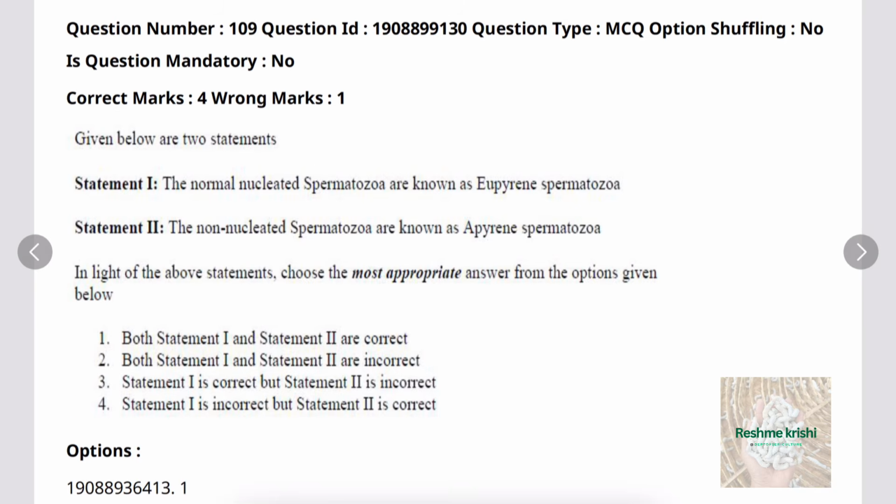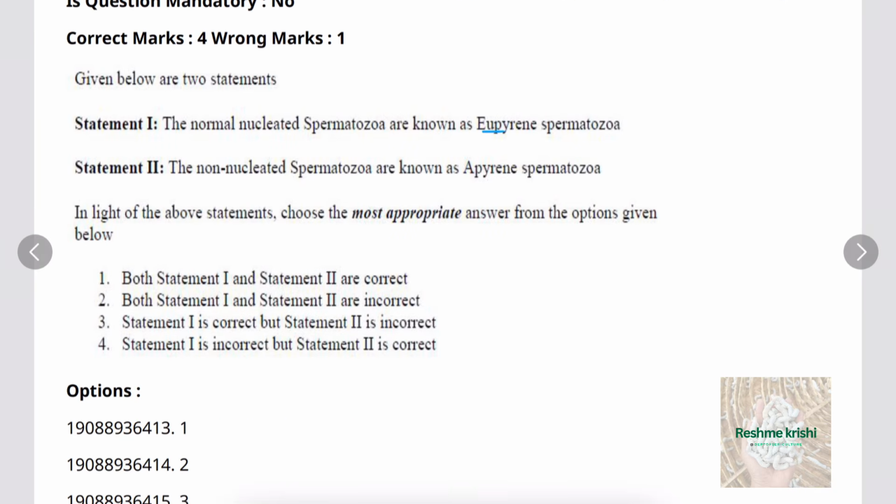The normal nucleated spermatozoa are known as eupyrene. Okay. The non-nucleated spermatozoa are known as apyrene, which means both are correct, right? See, read once again. Normal nucleated spermatozoa are known as eupyrene. Non-nucleated spermatozoa are known as apyrene. So both the statements are correct here.